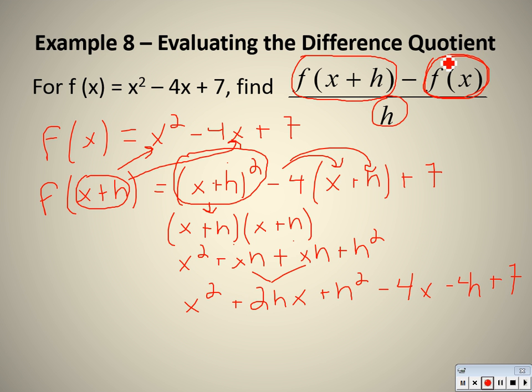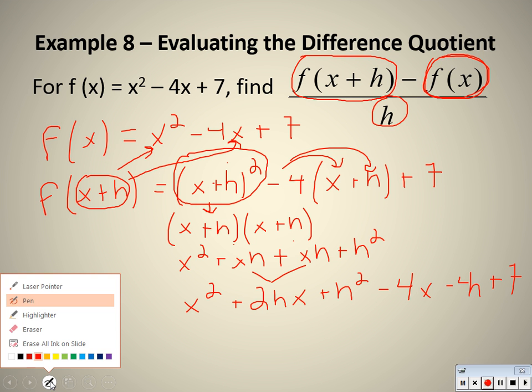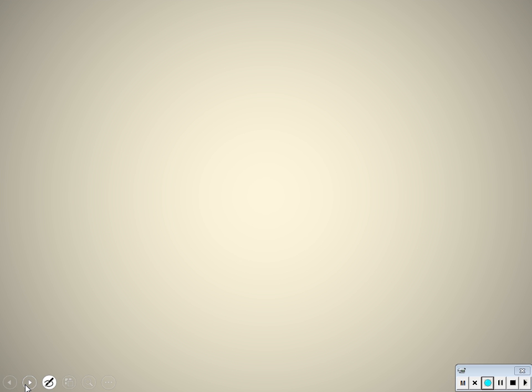So let me jump to another page here, kind of get a clean page going with this. So if I have this, x squared plus 2xh, 2hx, plus h squared minus 4x minus 4h plus 7. And what I'm going to do here, just to keep the two terms separated, I'm going to put that in parentheses here.